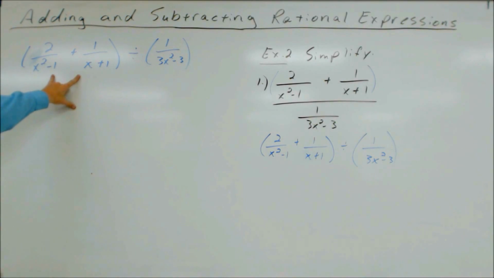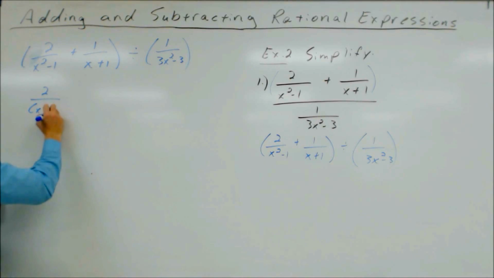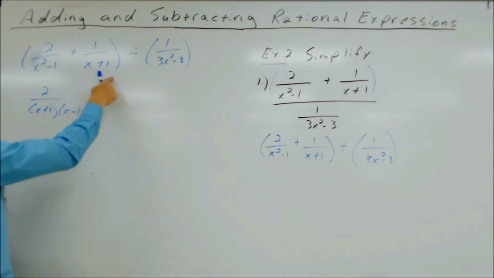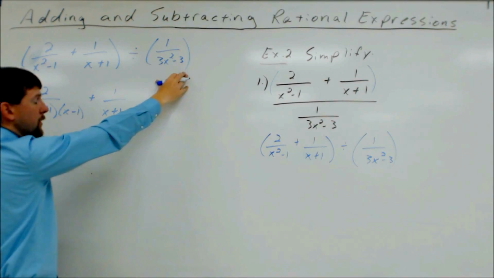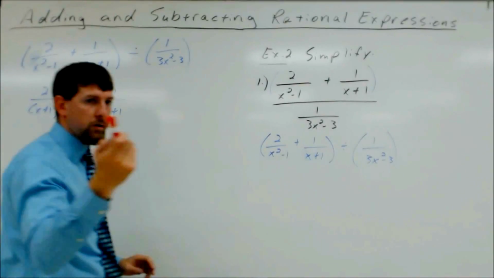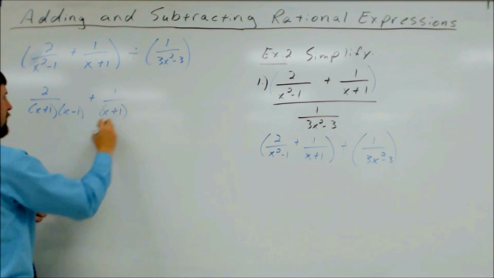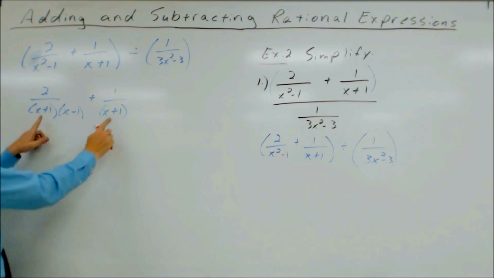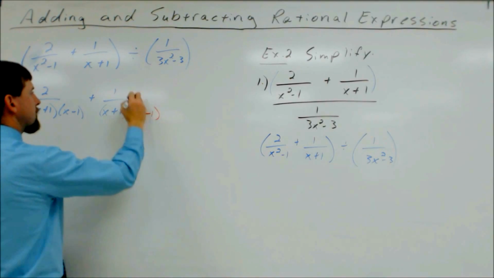Okay. So I need to factor my denominators. So that's 2 over x plus 1, x minus 1. This denominator is already factored, 1 over x plus 1. I'm just going to put this on hold. I don't need to address it at the moment. So identify what's in common, multiply by what's different. So both denominators, it's already factored, have a factor of x plus 1, so it means the right hand needs an x minus 1.